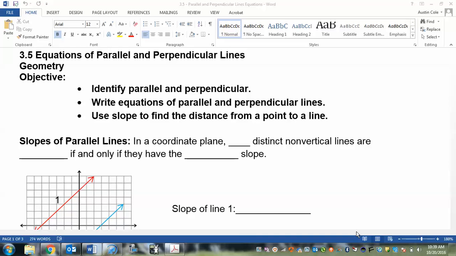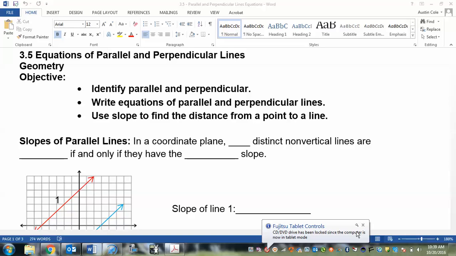All right, guys, today is our last section of Chapter 3, which means next class we will review, which is going to be Monday for you guys, and then on Wednesday we'll take the test. Okay? So today, it's 3.5, we're talking about writing equations of parallel and perpendicular lines. We've been talking about parallel and perpendicular lines here recently.